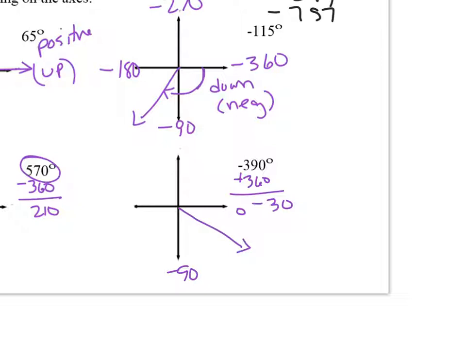And so to draw this, I start at the x-axis and go down. I have to go all the way around negative 360 and then another 30. So that's how we draw when the angles are bigger than 360 or less than negative 360, I guess. You have to show it doing a little swirly thing.